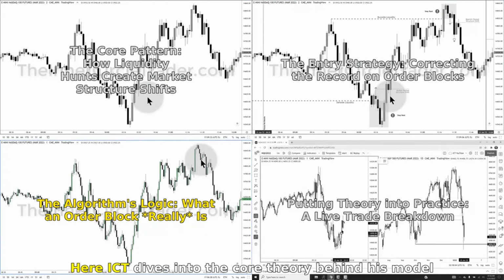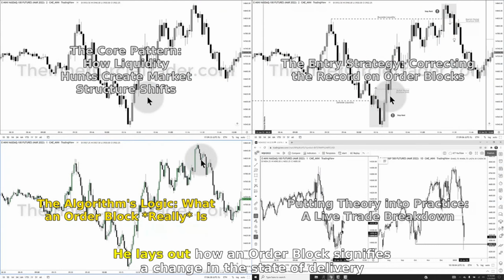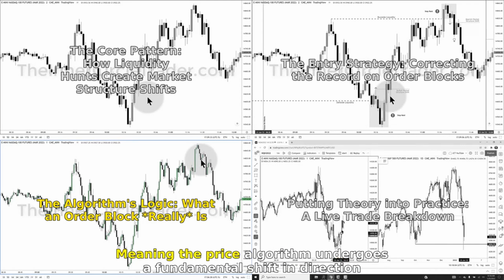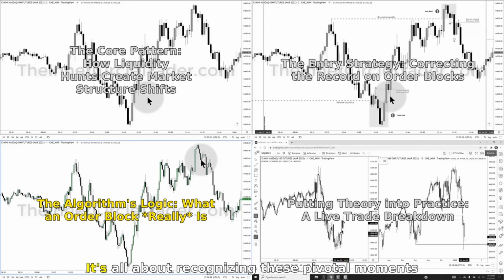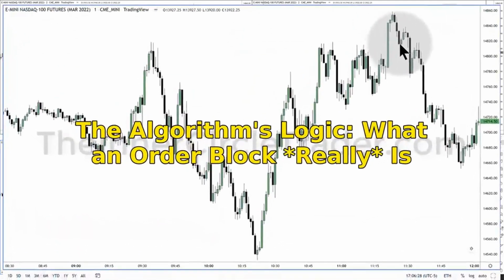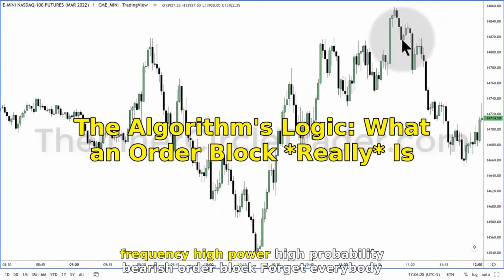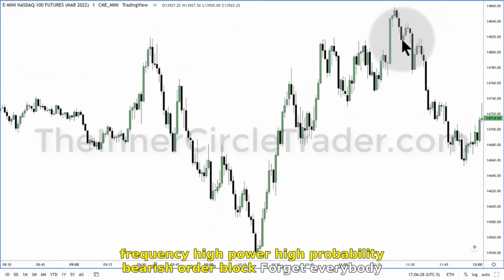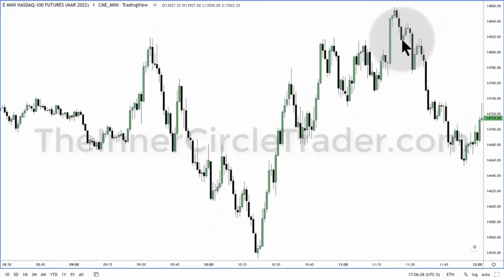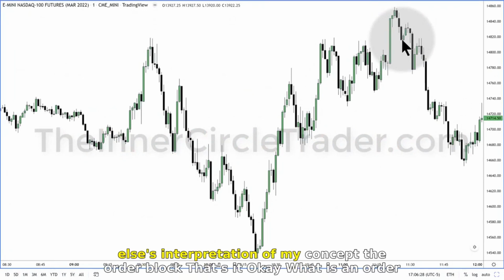Here, ICT dives into the core theory behind his model. He lays out how an order block signifies a change in the state of delivery, meaning the price algorithm undergoes a fundamental shift in direction. It's all about recognizing these pivotal moments. High frequency, high power, high probability bearish order block. Forget everybody else's interpretation of my concept, the order block.